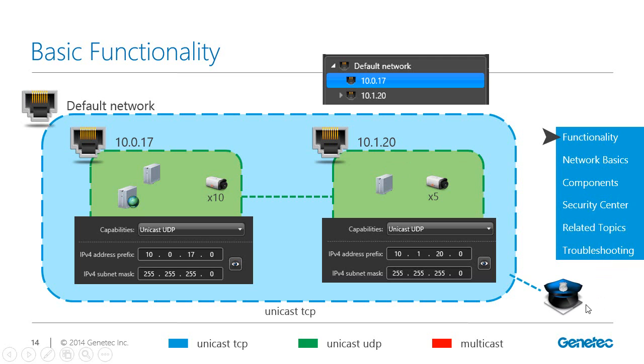Now, in case there are any client workstations that are accessing the system over the internet, we could define them on a third network, or we could just use the default network to handle these connections.